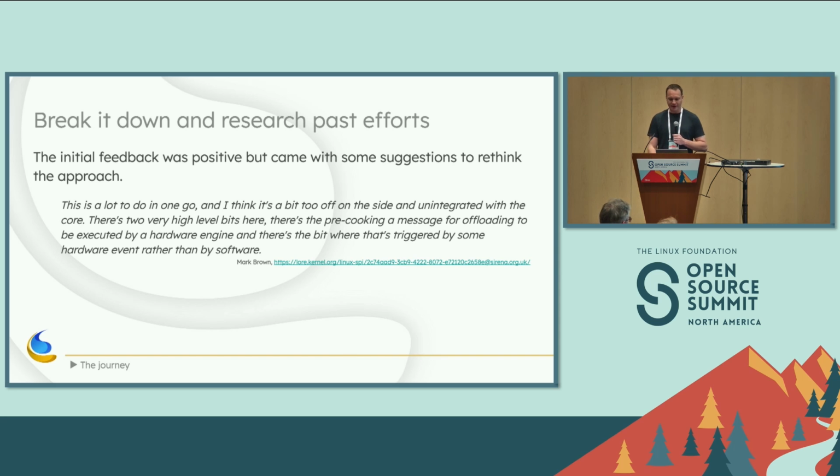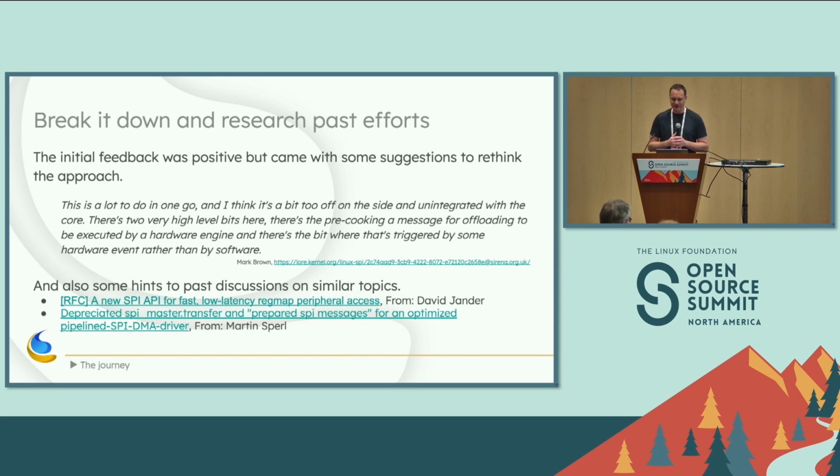And he pointed to some past conversations on the mailing list on the subject that I managed to dig up. One was more recent, from David Jander, talking about some general SPI performance improvements in the kernel. And then the other one was the one I mentioned already from Martin Sperl from 13, 14 years ago, talking about this idea of pre-cooking or pre-optimizing SPI messages, as well as that Raspberry Pi DMA proof of concept.